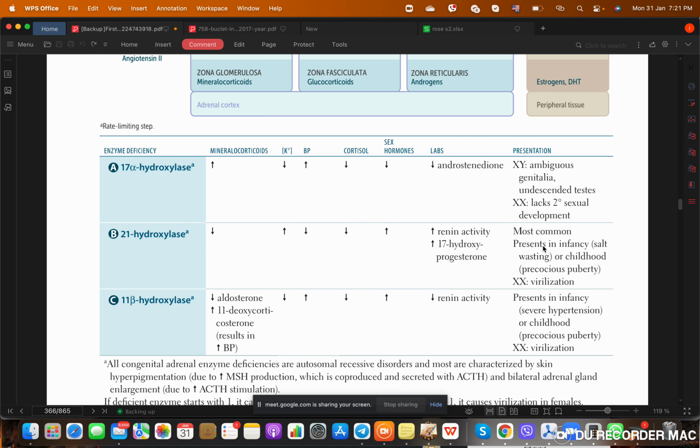It's most common and it presents in infancy with salt wasting. Why? Because there is no mineralocorticosteroid, so no salt in the body. They cannot retain sodium anymore. Or it presents in childhood with precocious puberty. Why do they get precocious puberty? Too much sex hormones in the circulation because of the shift to the right. In the ladies, they will have virilism.